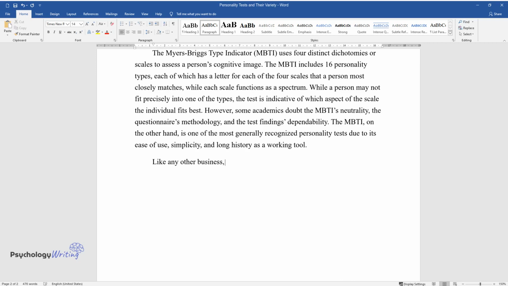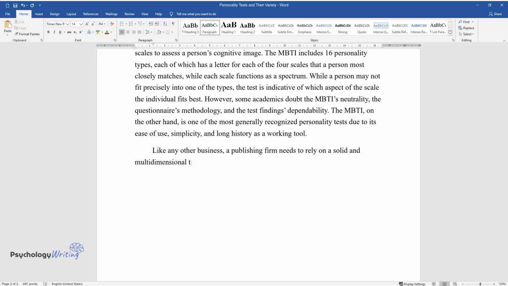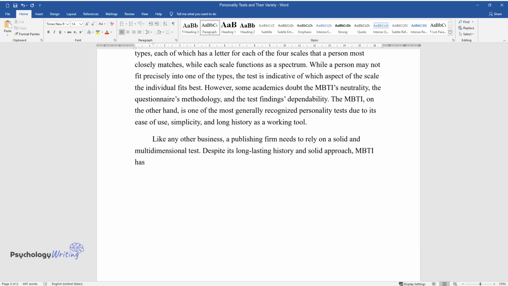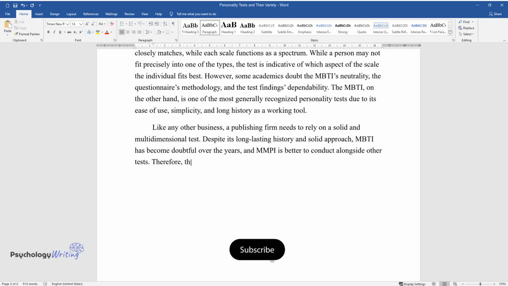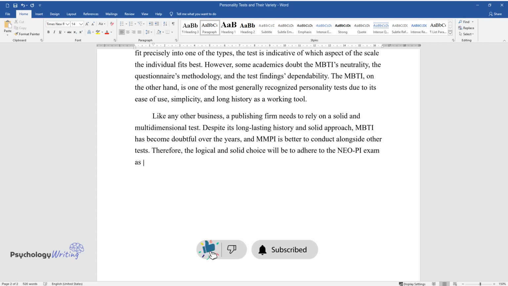Like any other business, a publishing firm needs to rely on a solid and multidimensional test. Despite its long-lasting history and solid approach, MBTI has become doubtful over the years, and MMPI is better to conduct alongside other tests. Therefore, the logical and solid choice will be to adhere to the NEOPI exam as the guiding personality test for the company.